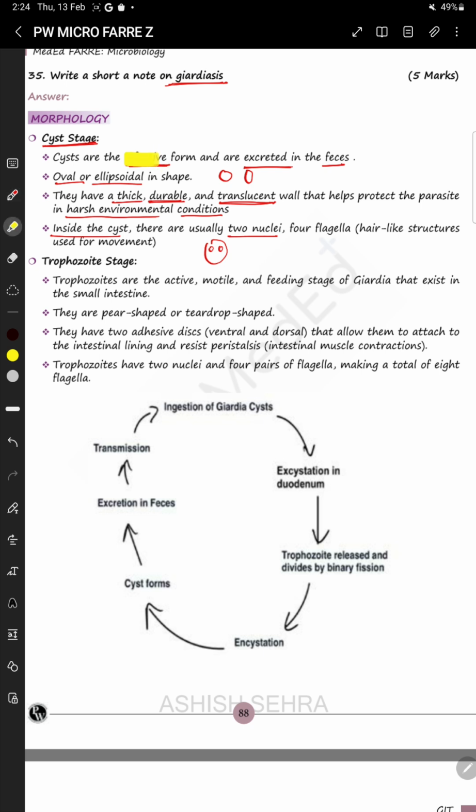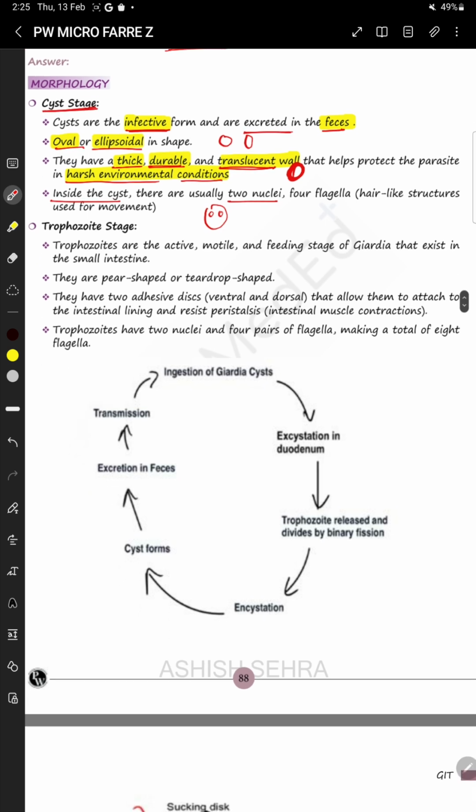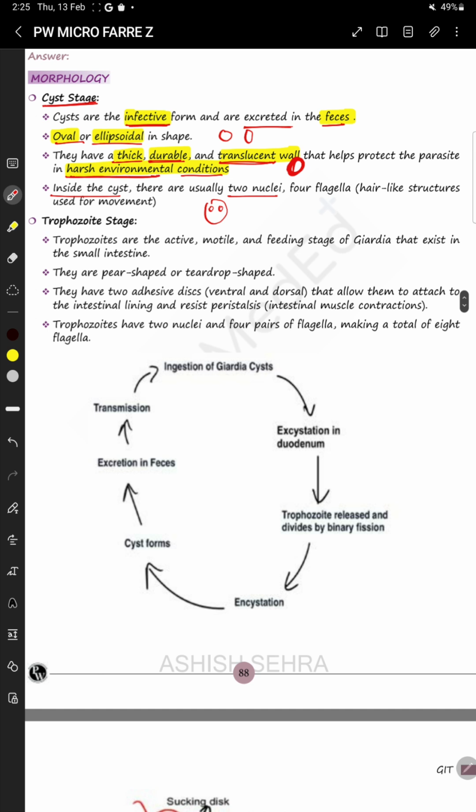Cysts are the infective forms excreted in the feces. Oval or ellipsoid in shape. They have a thick, durable, translucent wall that helps protect the parasite in harsh environmental conditions.